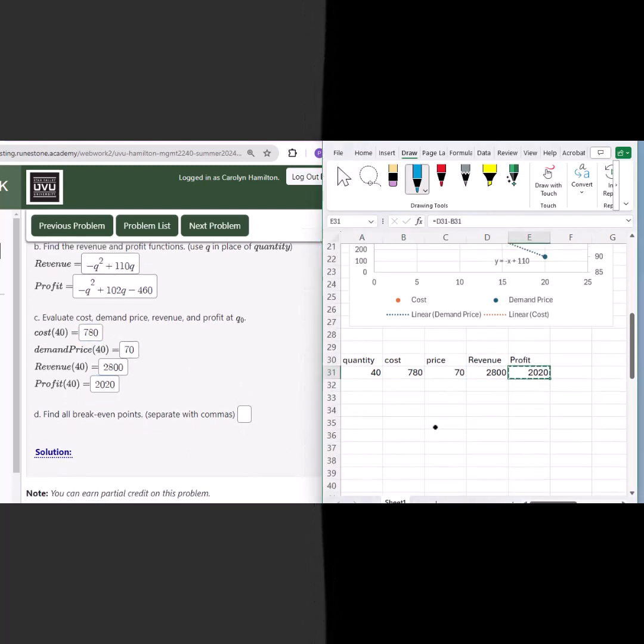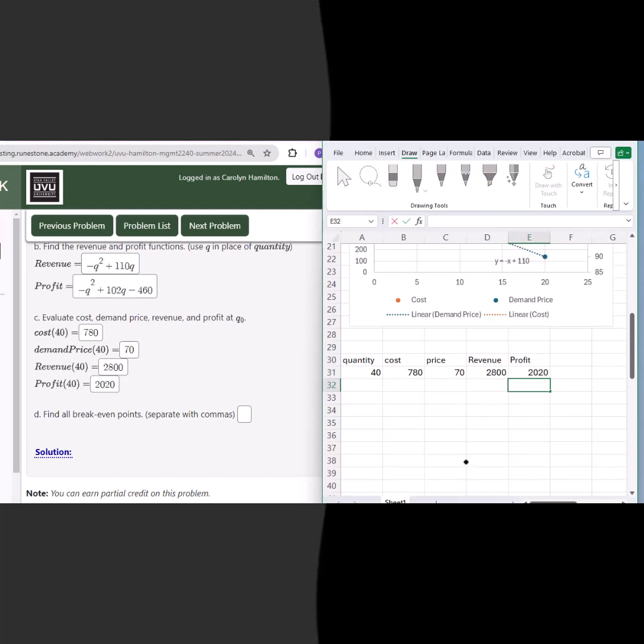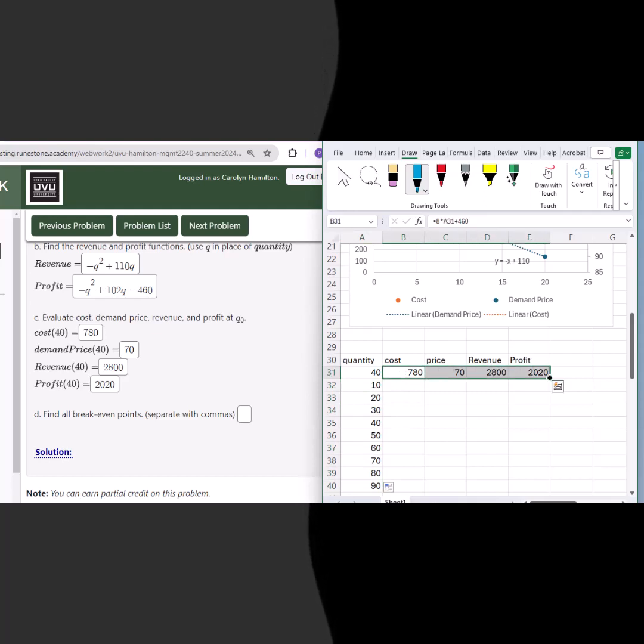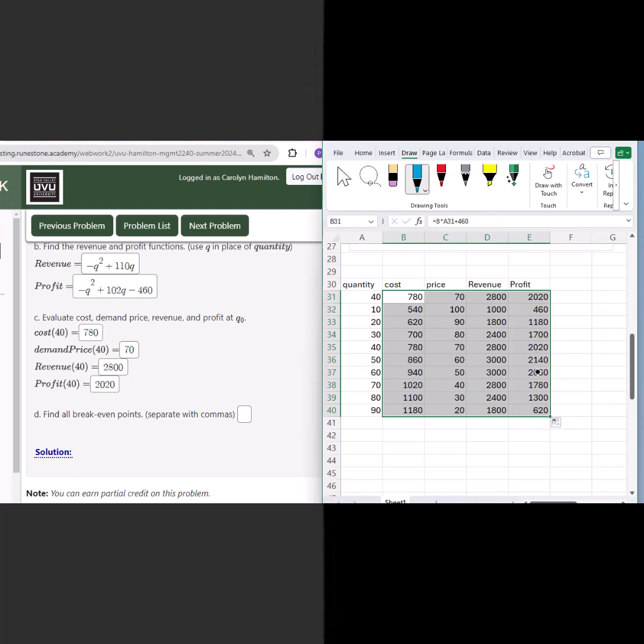And then the break-even points happen when this profit has a value of 0. And there might be 2 of them. So I want to get a feel for where those could happen. I'll just do 10, 20, 30, 40 again, and copy down my formulas. And see how I never find a negative value?